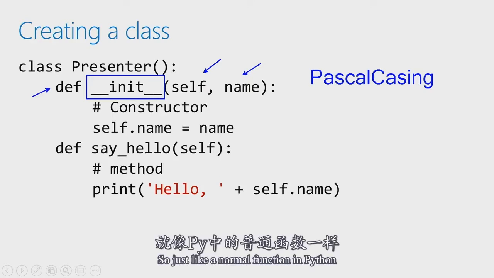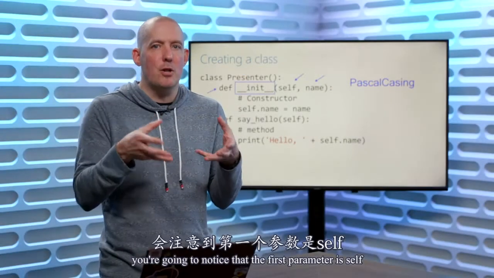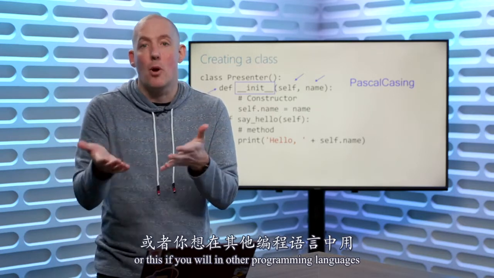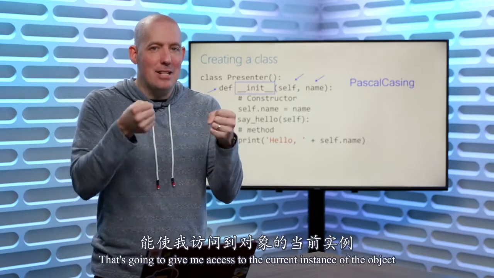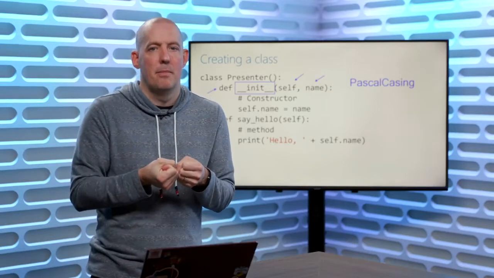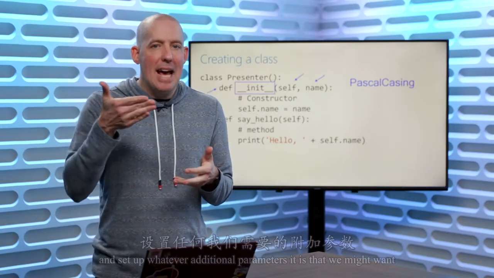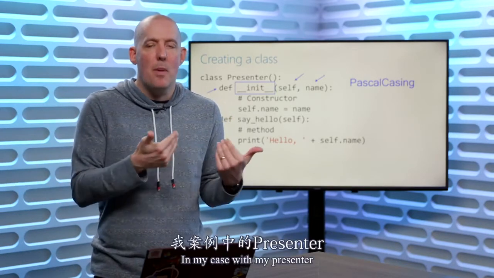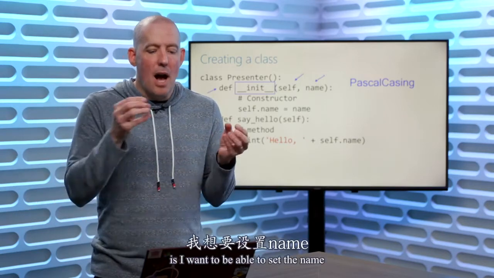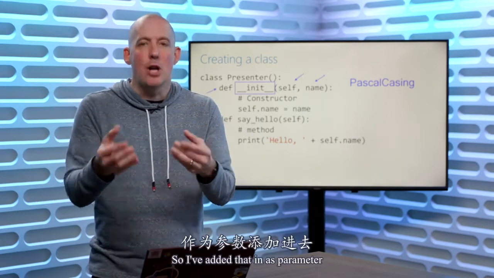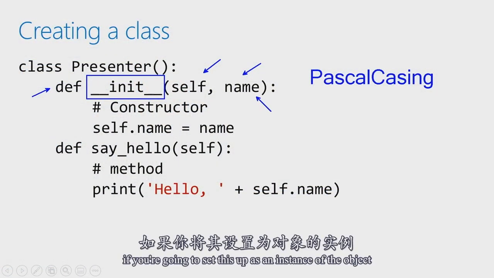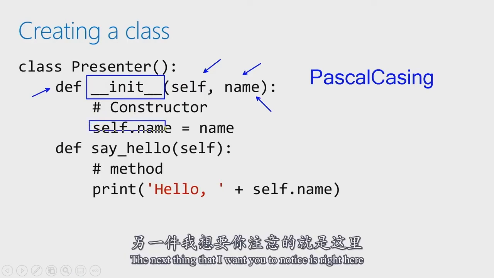So just like a normal function in Python, you're going to notice that the first parameter is self, or this, if you will, in like other programming languages. That's going to give me access to the current instance of the object. After that, we then go ahead and set up whatever additional parameters it is that we might want. In my case, with my presenter, what I'm saying is I want to be able to set the name. So I've added that in as a parameter. Now you have to give me a name if you're going to set this up as an instance of the object.